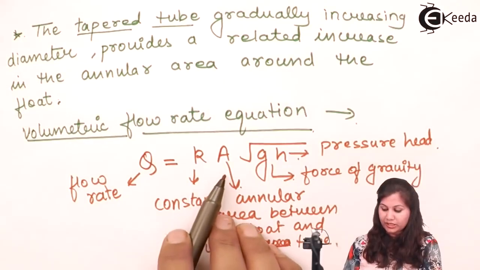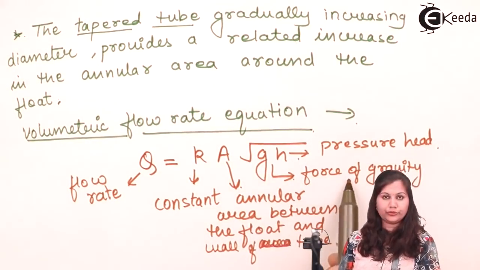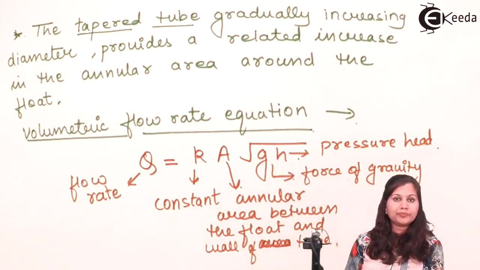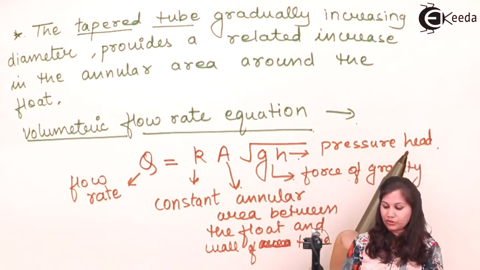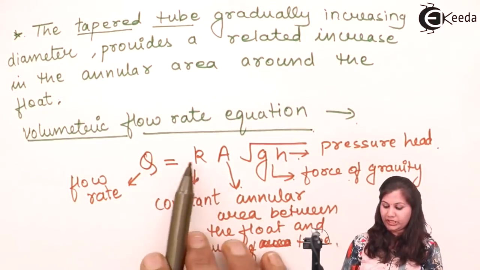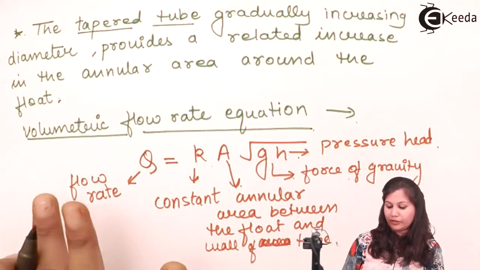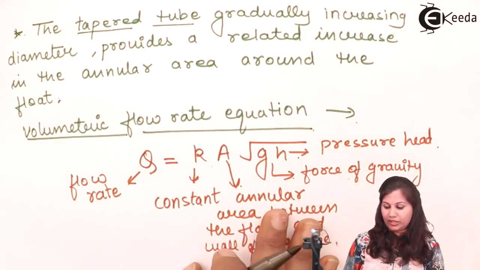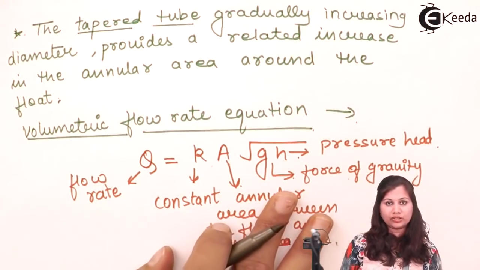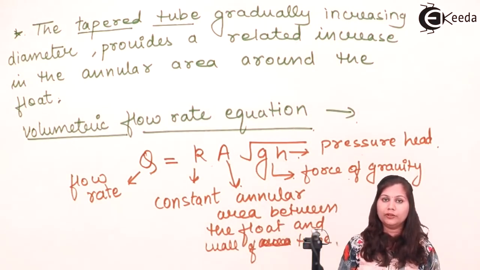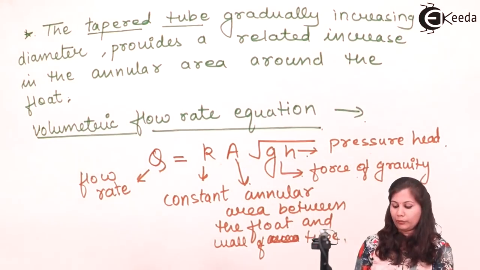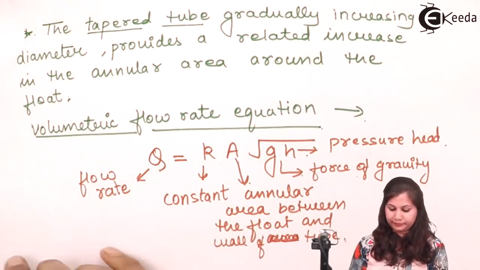So from this equation you can see that K is a constant, acceleration due to gravity is also a constant, and in the rotameters there is no change in pressure, so the pressure head is constant also. So this volumetric flow rate is directly proportional to the annular area. So we can say that as the area is changing, the volumetric flow rate is also changing, or if the flow rate is changing, the area is also changing. So by measuring the change in the cross-sectional area, we can measure the flow rate of the fluids. So this was the equation on the basis of which the rotameters work, and they measure the flow rate.